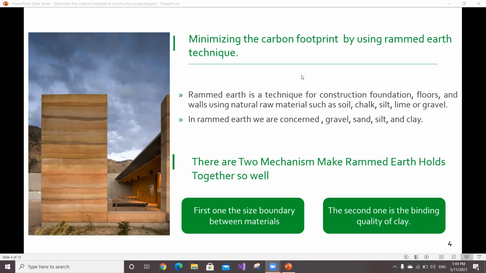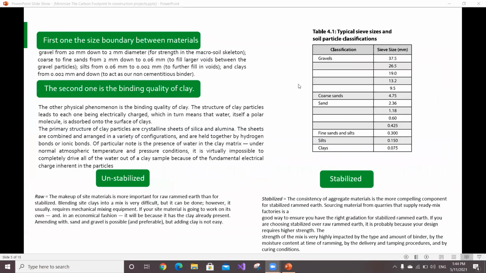So my solution was using rammed earth. What is rammed earth? Rammed earth is a technology for constructing foundations, floors, and walls using natural materials such as soil, chalk, silt, lime, or grass. In rammed earth, we are concerned with materials like gravel, sand, silt, and clay, which are inside the soil. There are two mechanisms that make rammed earth hold together.